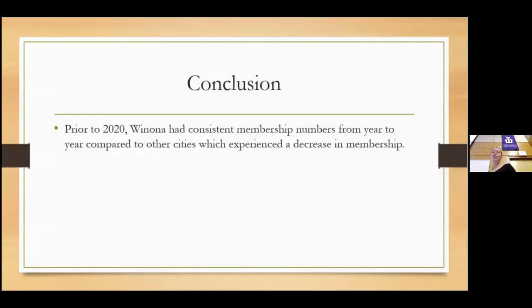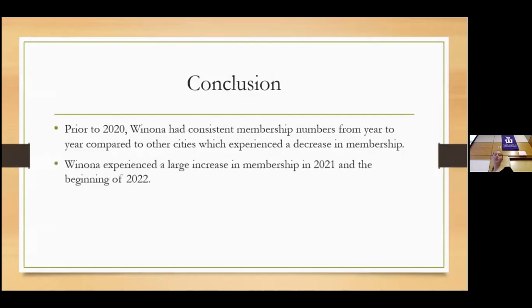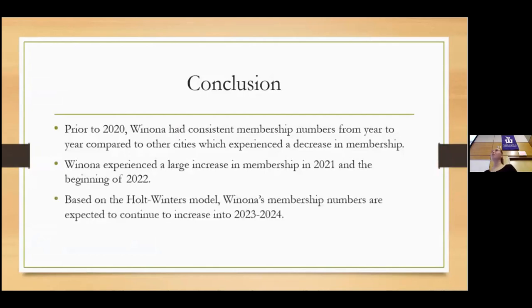So in conclusion, prior to 2020, Winona had consistent membership numbers from year to year, while other cities did experience a decrease. Winona experienced a large increase in membership in 2021 and also the beginning of 2022. And based on the final Holt-Winters model, Winona's membership numbers are expected to continue to increase into the next few years.